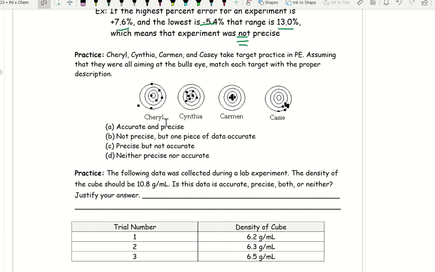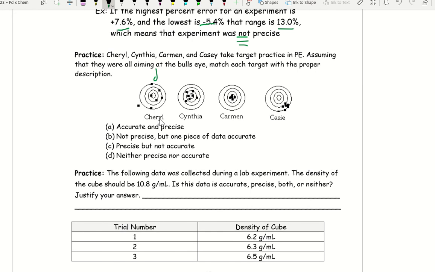Okay, here's an example of some darts thrown by some players, assuming that they're all aiming at the bullseye. Which target fits with a proper description? So what do we call this first one? Cheryl. Was she precise? No. Was she accurate? No. She was neither precise nor accurate. So she's option D.